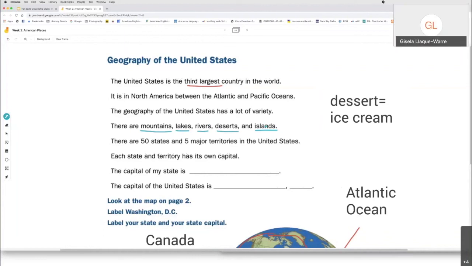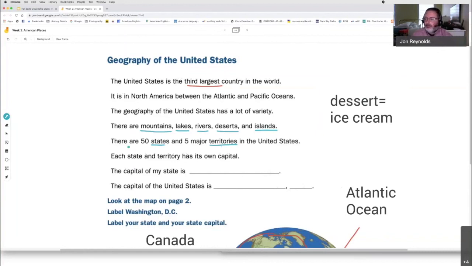Keep the microphones on for just a moment. Let's say these next ones together too, because we also need to know these words. There are 50 states. Everyone, let's say states. Okay, and 5 major territories. Everyone, let's say territories. Very good. In just a moment, we're going to learn more about these territories.